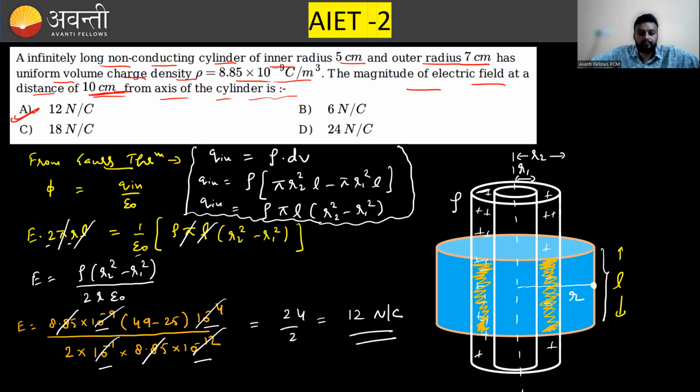Is it clear to you? This is a simple application of Gauss theorem, nothing else. Moving further to the next question.